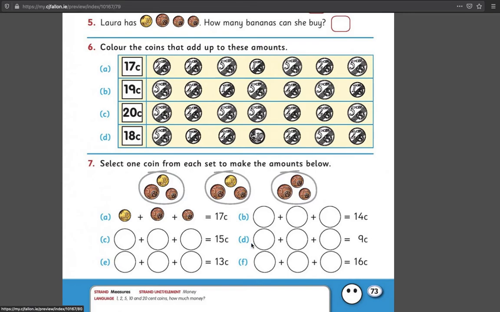So I've done A, B, and C for you. I'll let you do D, E, and F on your own. Let me know how you get on. Those are quite tricky compared to everything else on the page, but I think you can work those out. You've done the penguin ones before, and you know how to figure out which ones fit where. So best of luck with it, guys. If you need any help, please let me know.